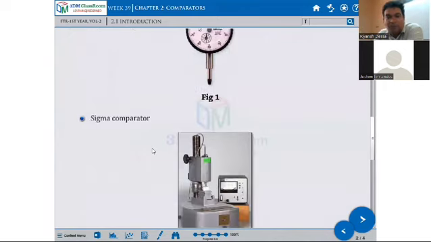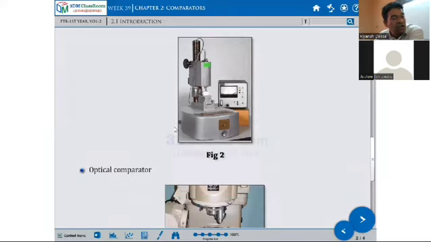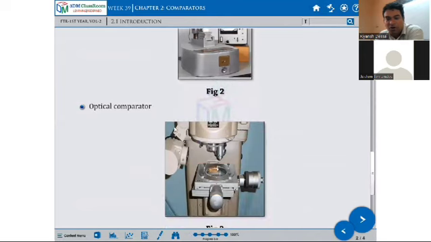Next is called sigma comparators. Sigma comparator means a little bit different type. They have props and all. There are some things. The third comparator is called optical comparators. Optical means lens, lens amplify. That is optical comparators.